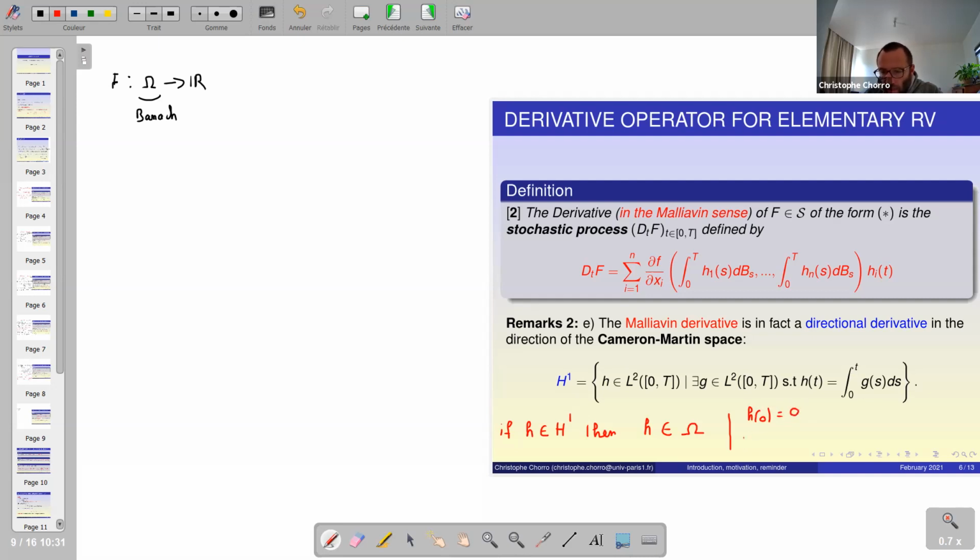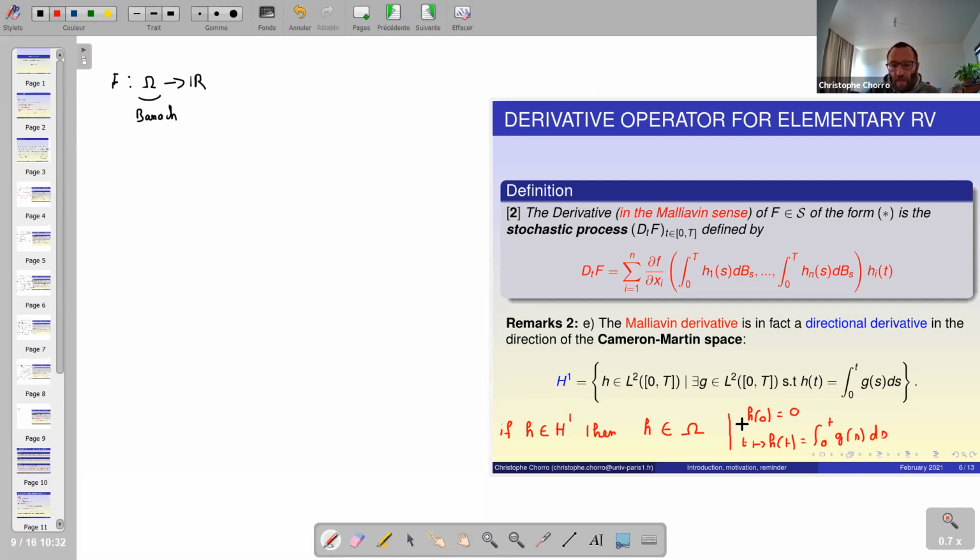And what is t gives h(t)? It is the integral between 0 and t of g(s) ds. And what can I say about this one? Of course, I have something that is continuous because it's the integral depending on the upper bound of an element in L2.